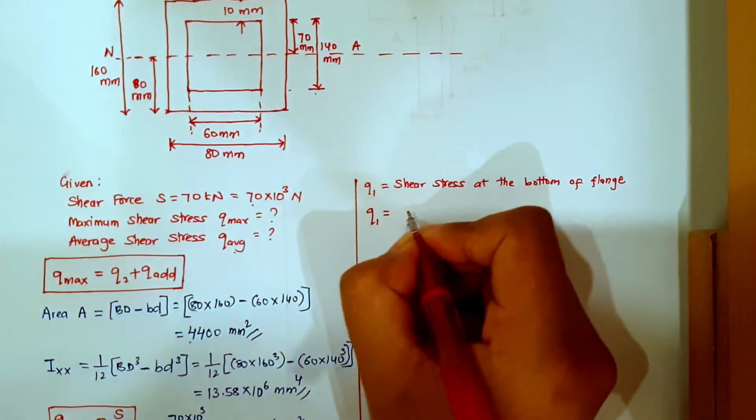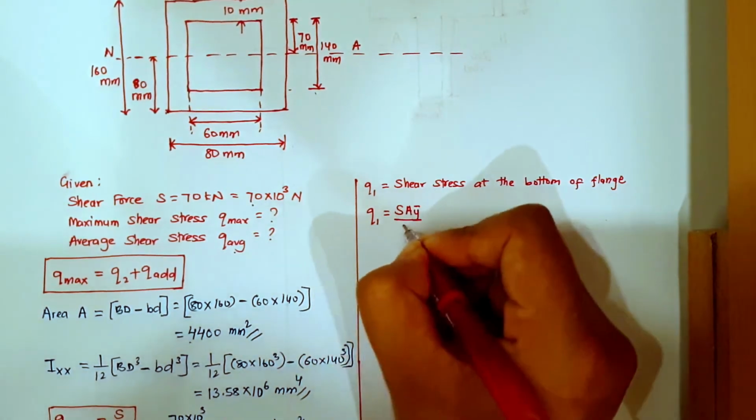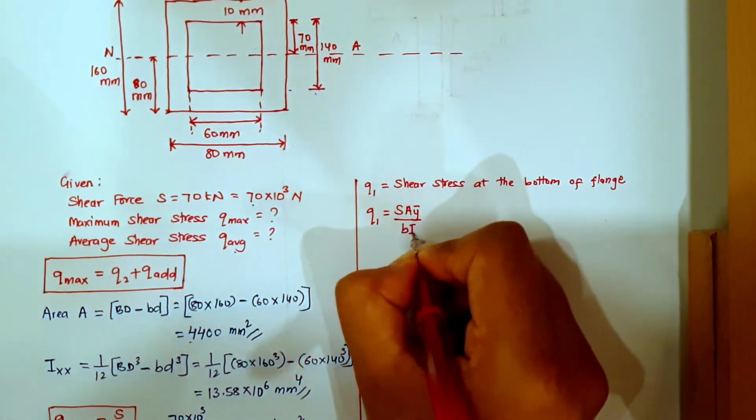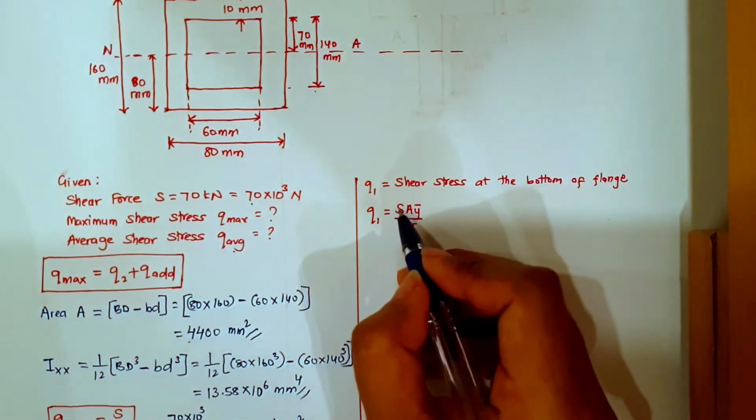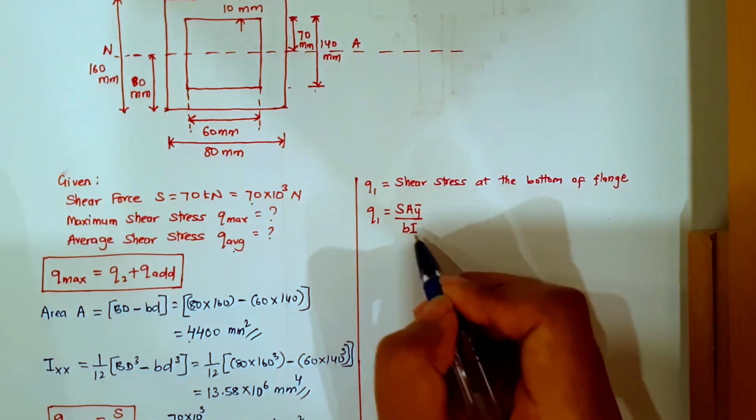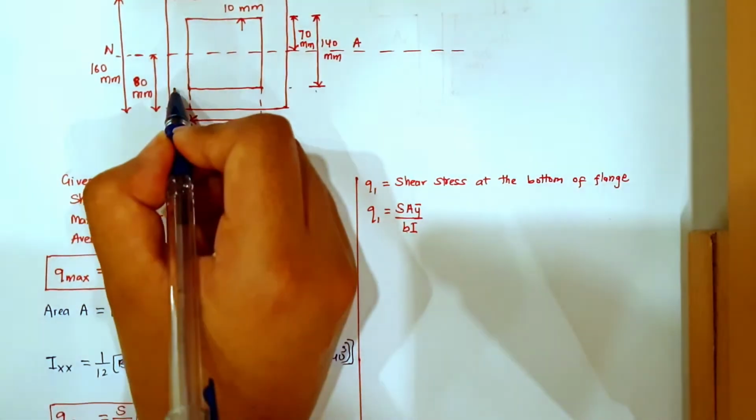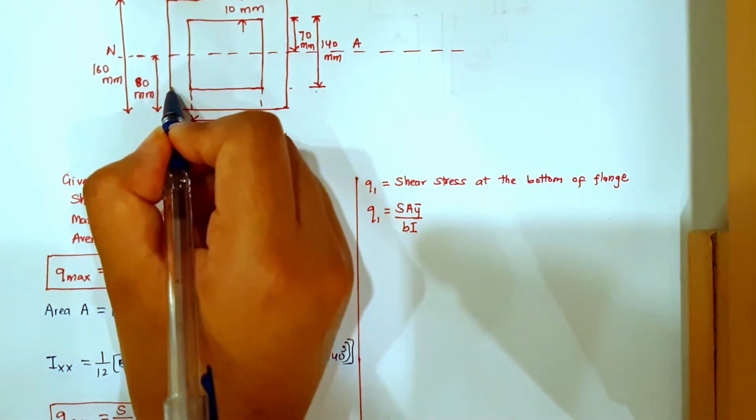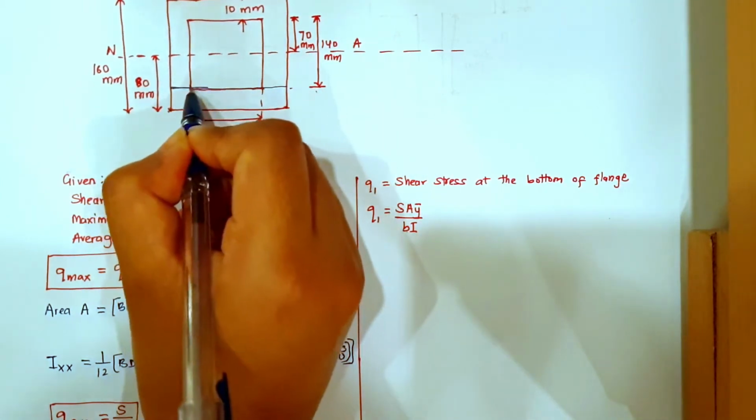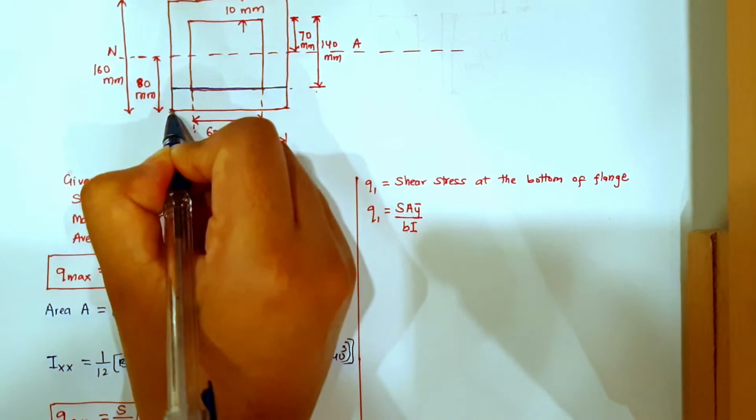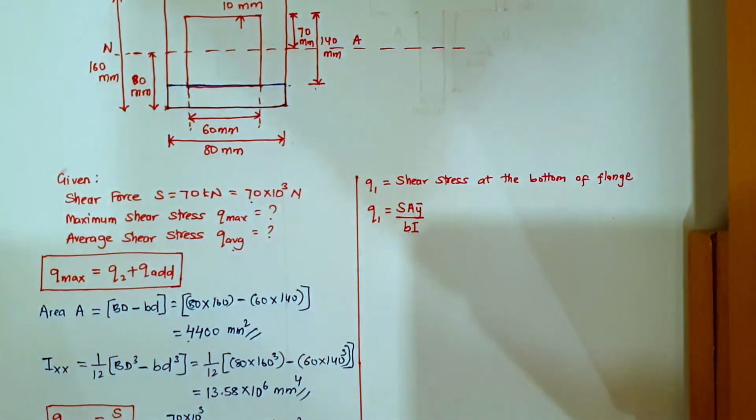So from here the formula to find Q1 is equal to S A y bar divided by BI. This is the formula. Now we know the value of S, we will get the area, we will get B, and I we have got. Now how do we find y bar? Which portion will we take for y bar? We will take only this much portion, this portion.